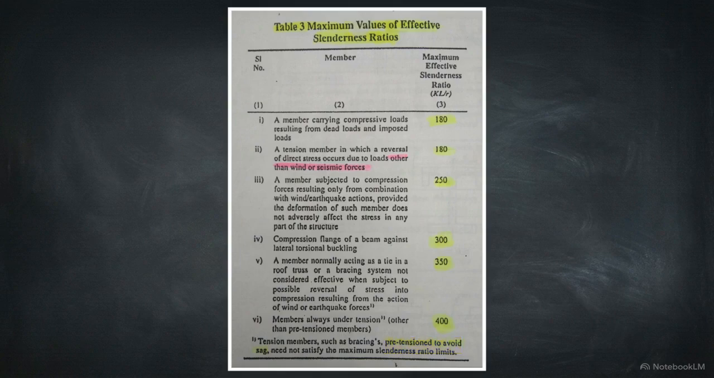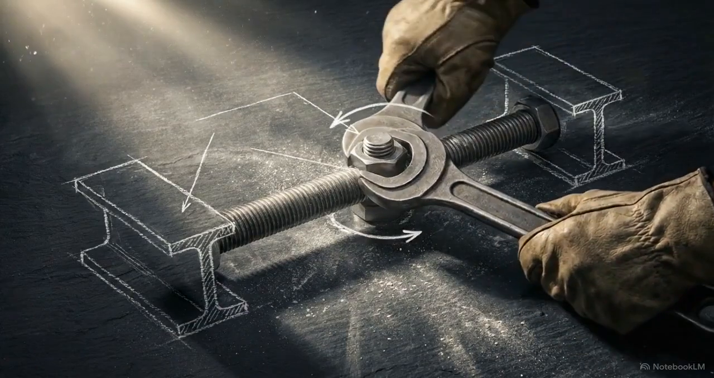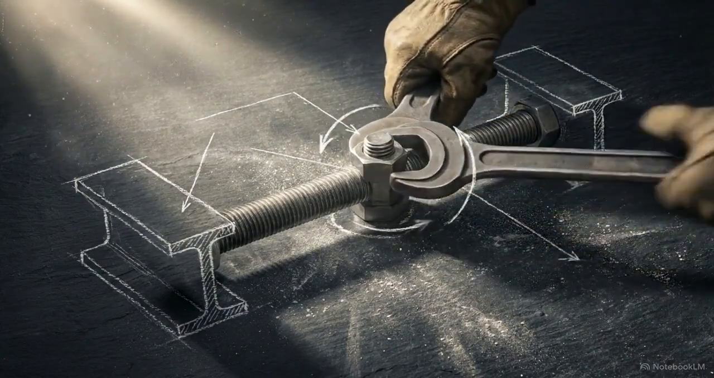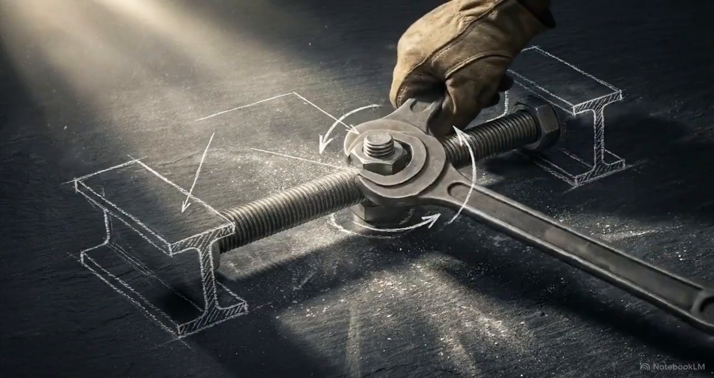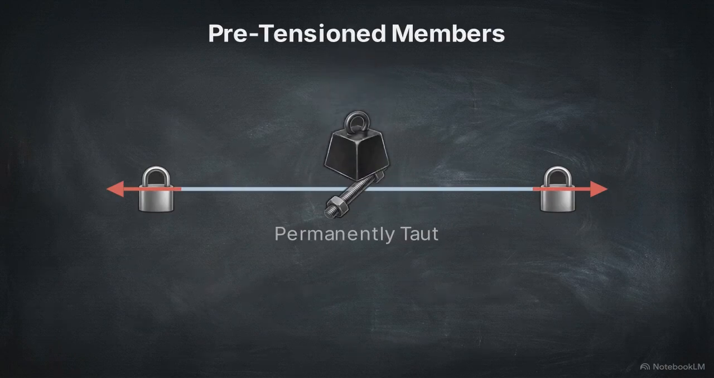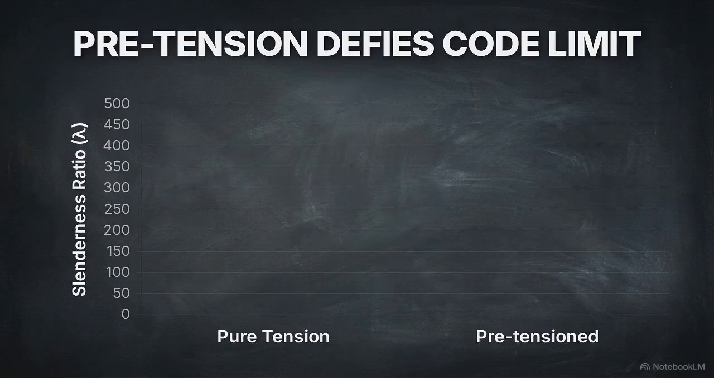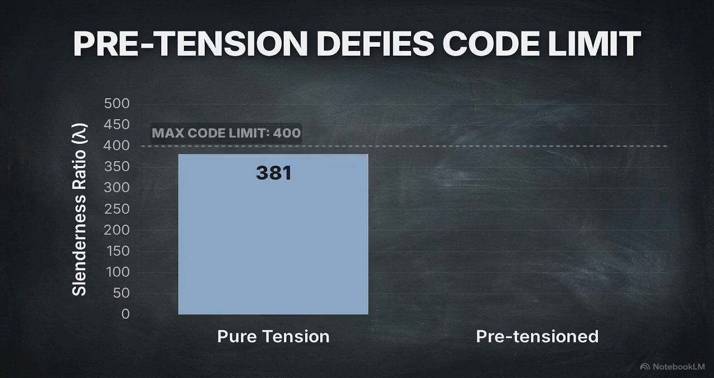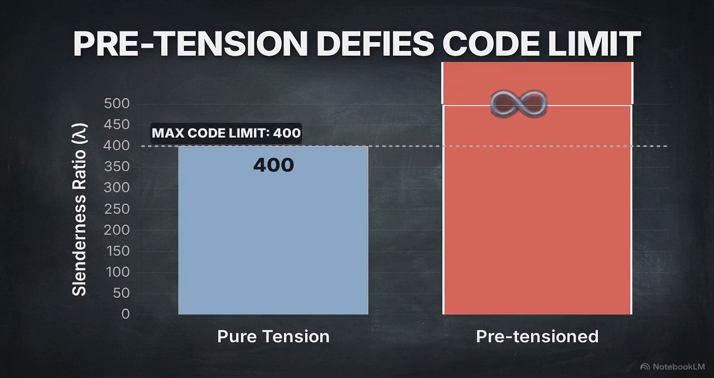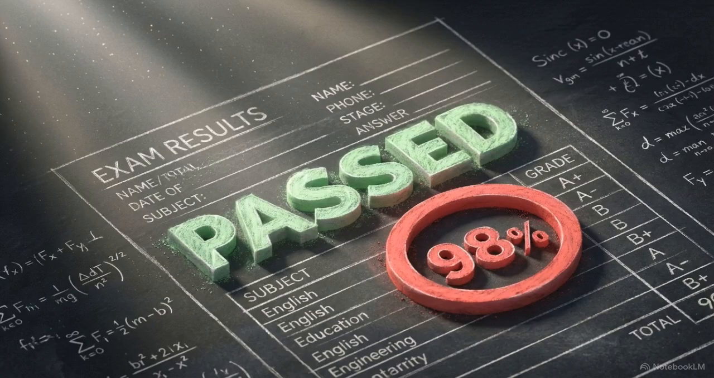A pre-tensioned member is something like a sag rod, a steel rod used to align and support roof framing that is mechanically tightened during installation. Because engineers forcefully lock it into a permanently taut state, there is absolutely no risk of it ever sagging or buckling. So while standard pure tension caps out at 400, a specifically pre-tensioned member essentially has an infinite allowance. Falling for that trap will immediately separate the top-tier students from the rest of the pack.